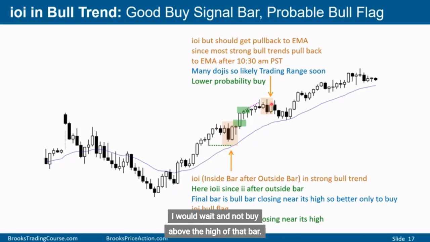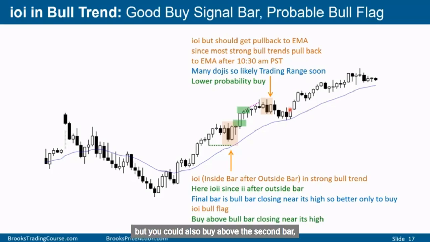I would wait and not buy above the high of that bar. I'd wait to see if the entry bar is a bull bar closing on its high, and then buy above. For example, here's another IOI. This one's at the moving average, so I would buy that, but you could also buy above the second bar, the entry bar closing on or near its high.